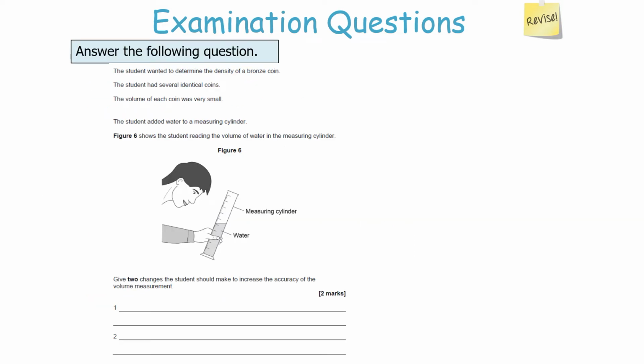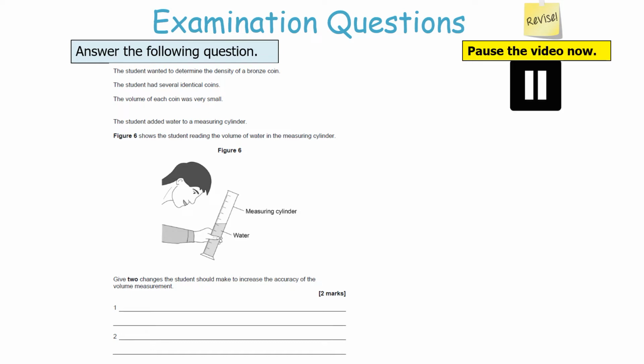The next question said, the student wanted to determine the density of a bronze coin. The student had several identical coins and the volume of each coin was very small. The student added water to a measuring cylinder, and figure 6 shows the student reading the volume of water in the measuring cylinder. Give 2 changes the student should make to increase the accuracy of the volume measurement. So pause the video now, then unpause the video when you want to go through your answer.